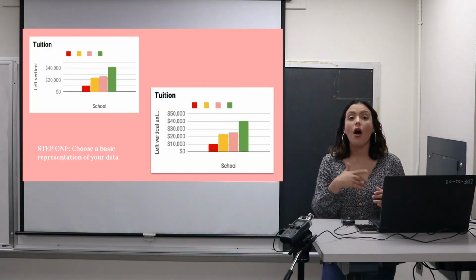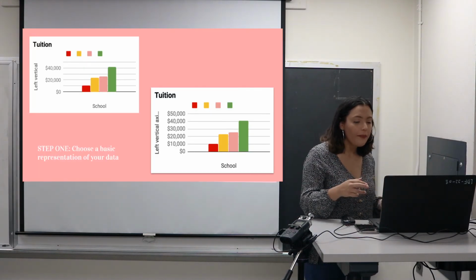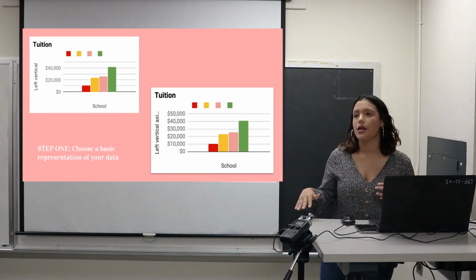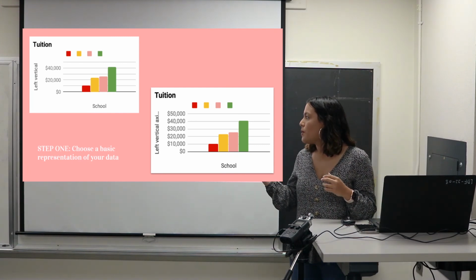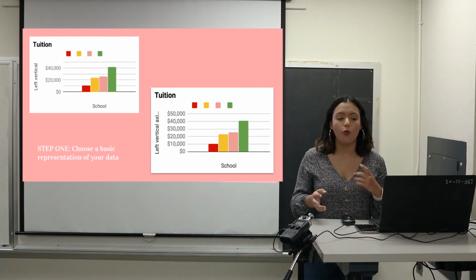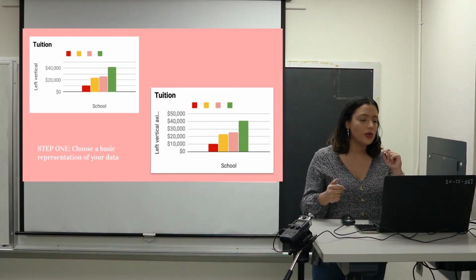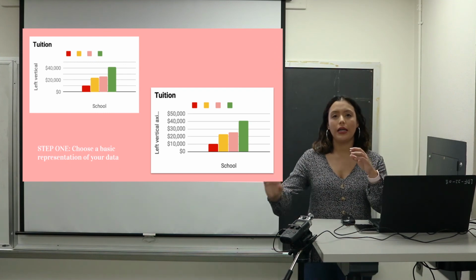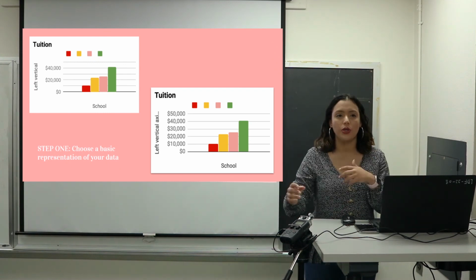So let's talk about how you can do this. Say I'm looking at tuition. The first step would be to choose a basic representation for my data. Using a graph allows me to see which one costs the most, which one is going to have more of my representation, which one's going to have less.